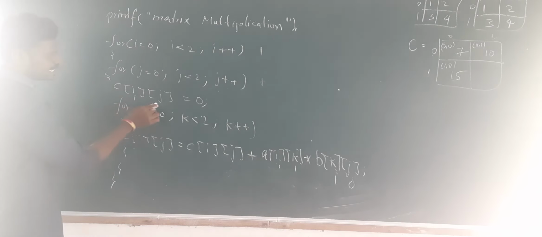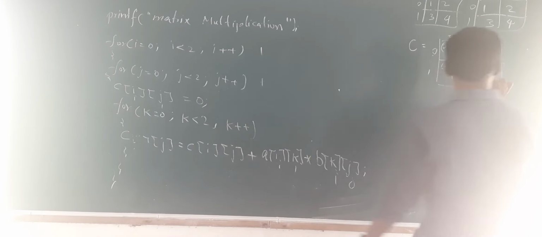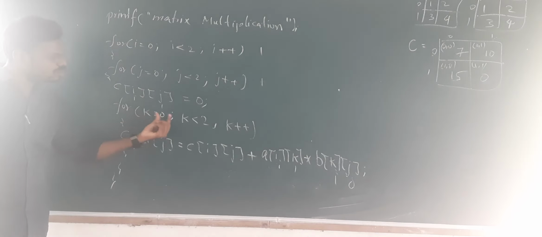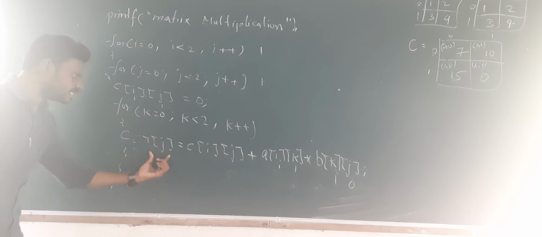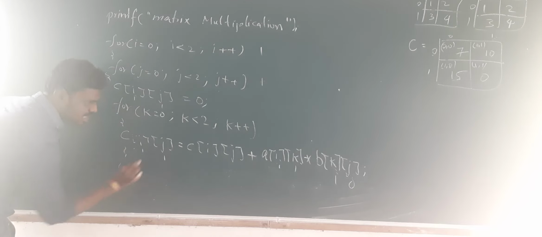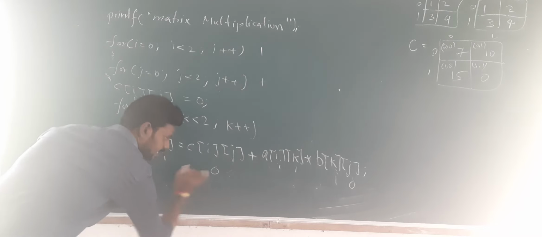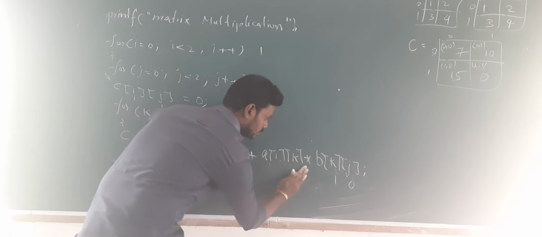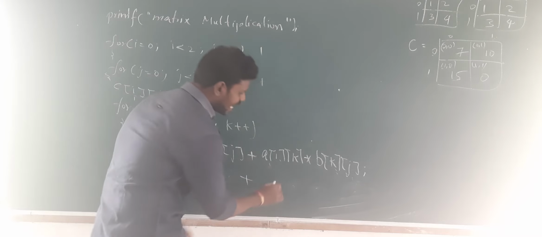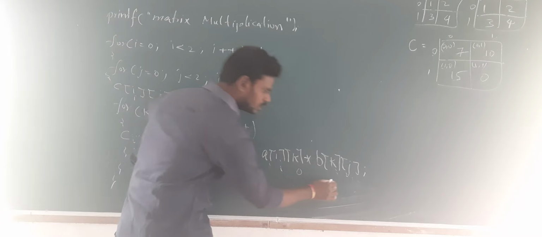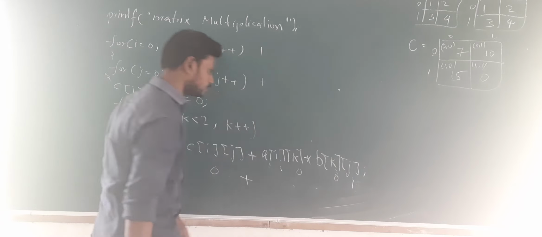C of I j. J value is 1, I value is 1. At the 1 1 position I need to replace 0. After this you see k is 0 and 0 less than 2, yes. I will enter into this. I is 1 and j is 1. In C I am having 0 here. I will replace that plus this. I is 1, k is 0, and k is 0, j is 1.